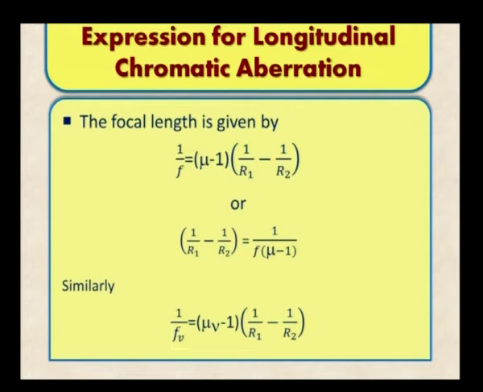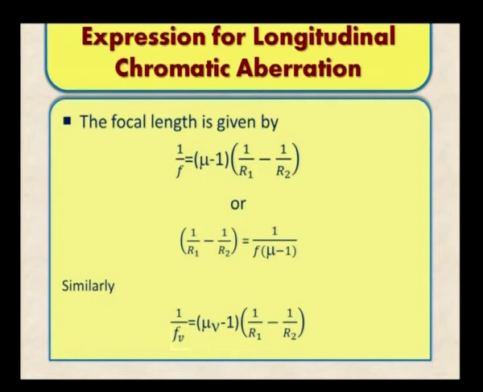There are simple mathematical things, and now I can write down, instead of mu, I will be using mu suffix v. As I told you, instead of f I will have fv and fr. V stands for violet and r stands for red. The focal length of the violet light and the focal length produced by the red light will not be the same.